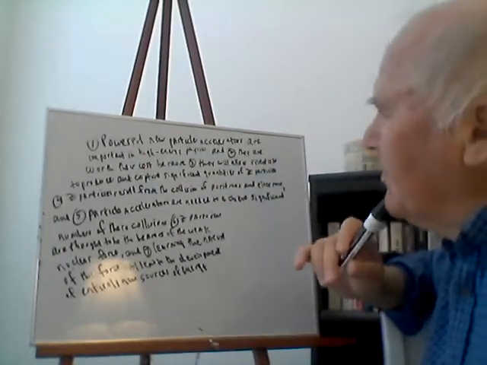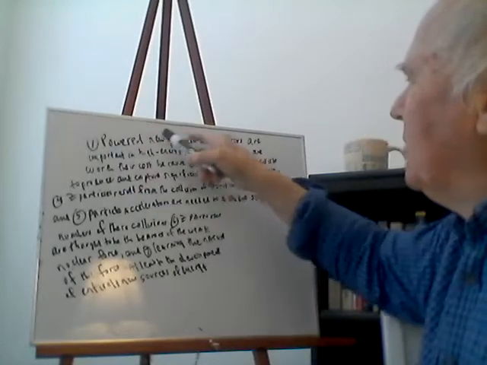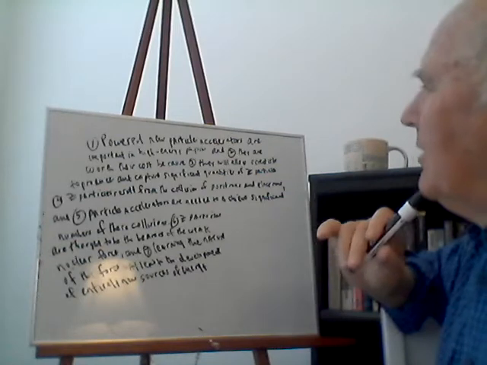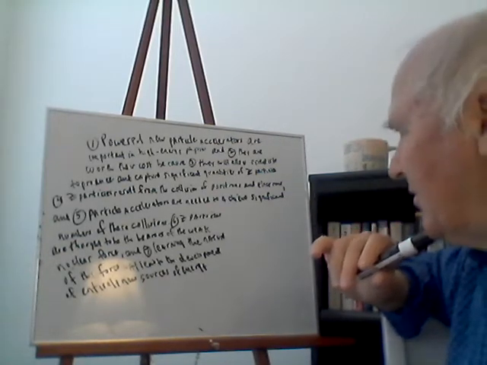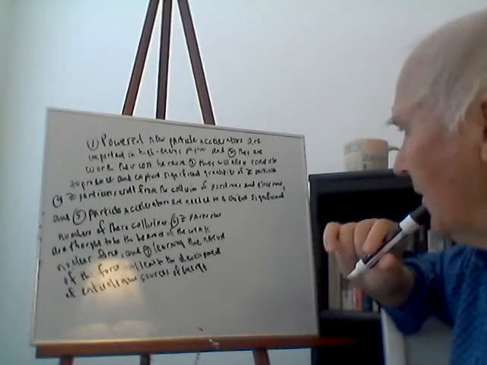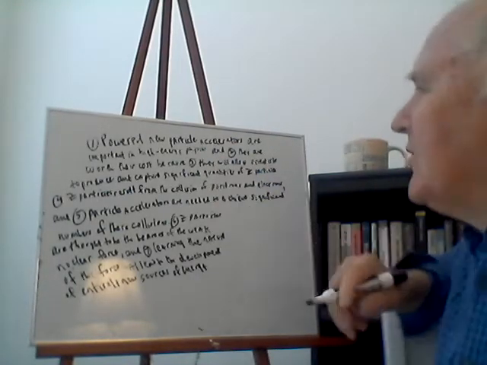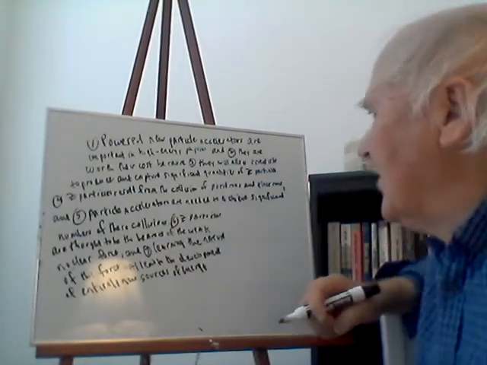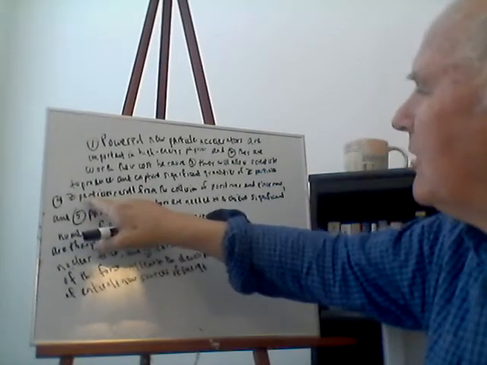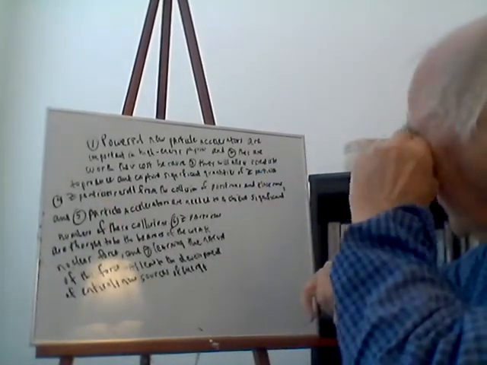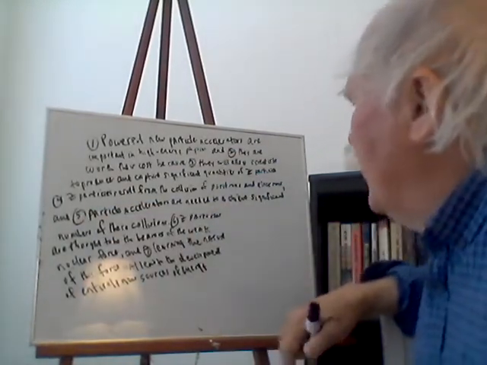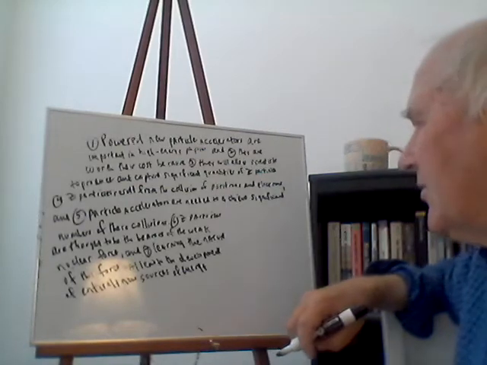There are seven statements. I'll read it. 1 and 2: Powerful new particle accelerators are important in high energy physics, and they are worth their cost because 3, they will allow scientists to produce and capture significant quantities of Z particles. 4, Z particles result from the collision of positrons and electrons. And 5, particle accelerators are needed to achieve significant numbers of these collisions.